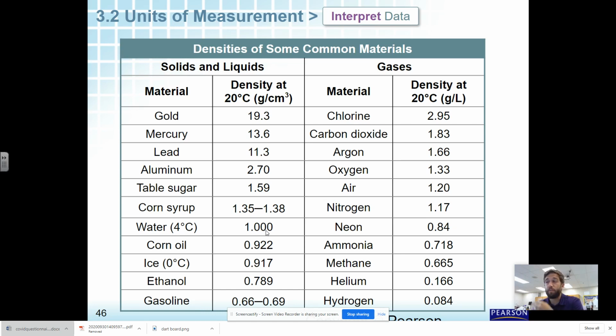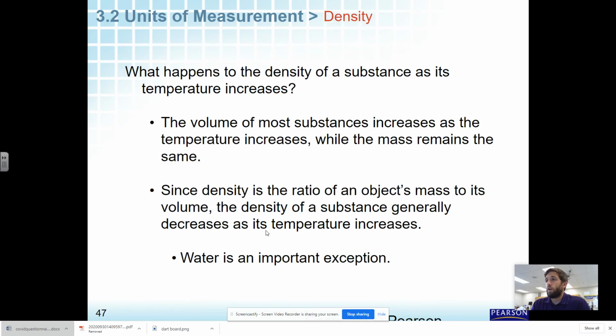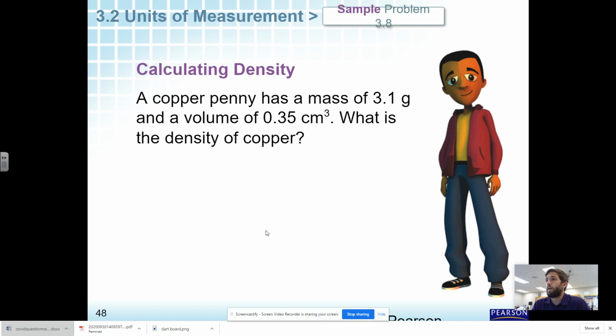These are the values here. Gases have different densities, but the densities of gases are in grams per liter, not grams per centimeter cubed or grams per milliliter, because they take up a lot more space. Gases take up way more space than these other things do. Okay, so I'm going to skip that.